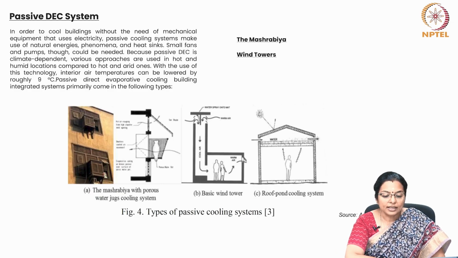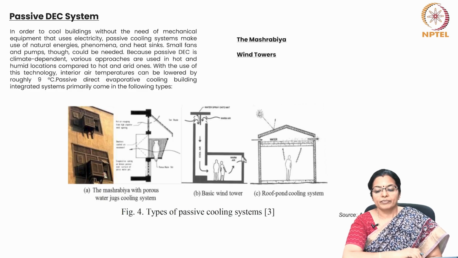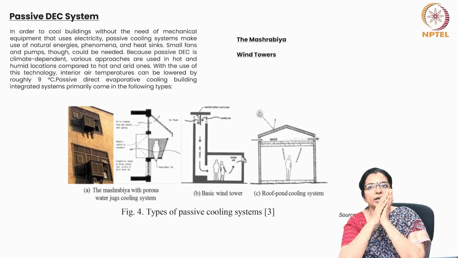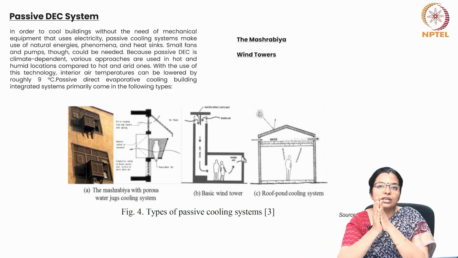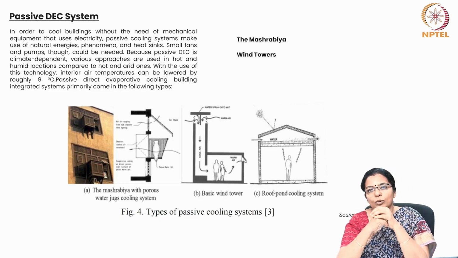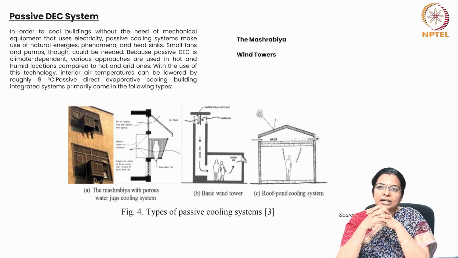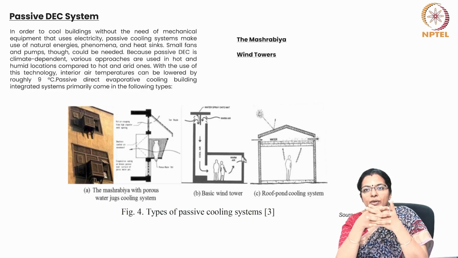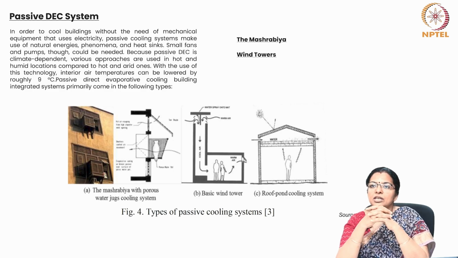Let us now look at the passive direct evaporative cooling system. In a passive direct evaporative cooling system, there is no need for any electricity to either bring in air from outside or direct the cooled air inside. So, in order to cool buildings without mechanical equipment that uses electricity, passive cooling systems make use of natural energies, phenomena, and heat sinks.